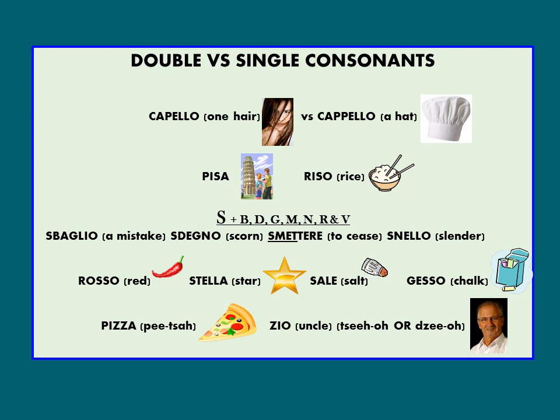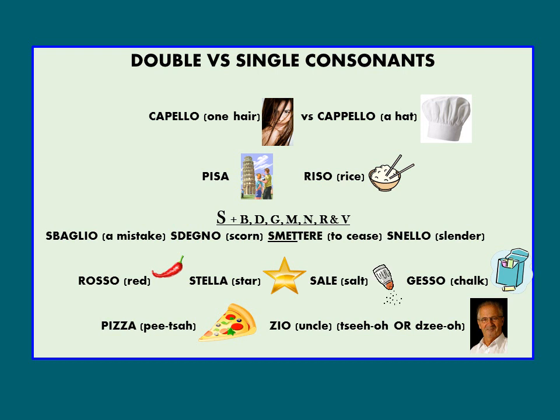When a single S is preceded and followed by a vowel, or when it begins a word followed by consonants B, D, G, M, N, R, and V, the S sounds like an English Z. Some examples: Pisa, riso, sbaglio, sdegno, smettere, snello. At all other times, and when the S is doubled, it is given the standard S pronunciation: rosso, stella, sale, gesso.